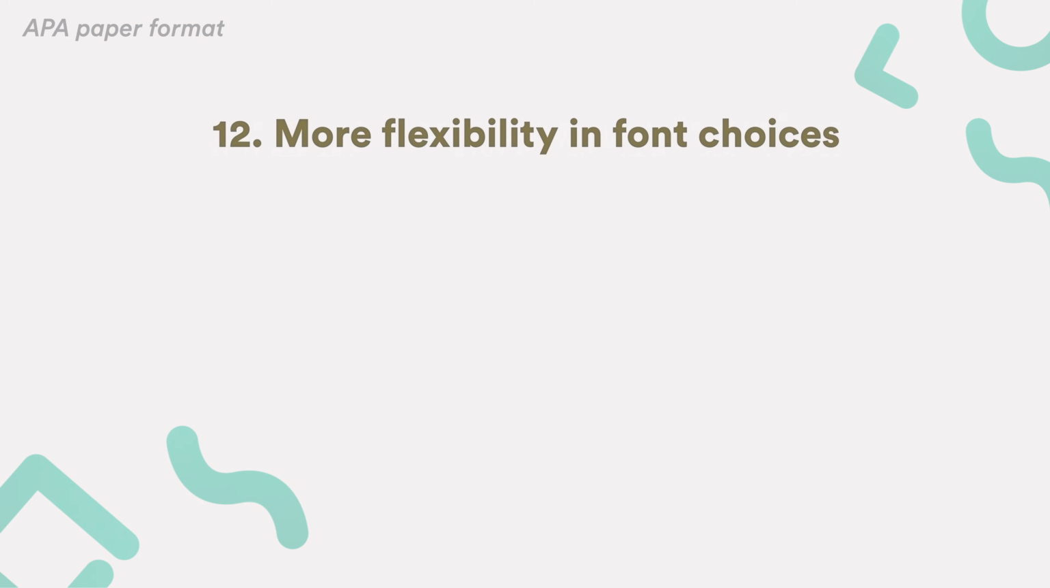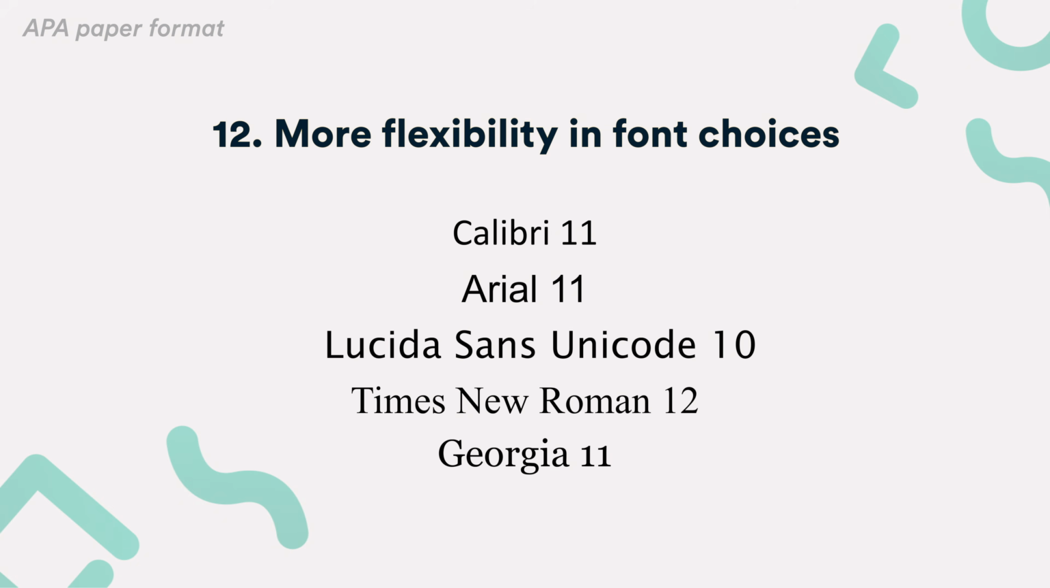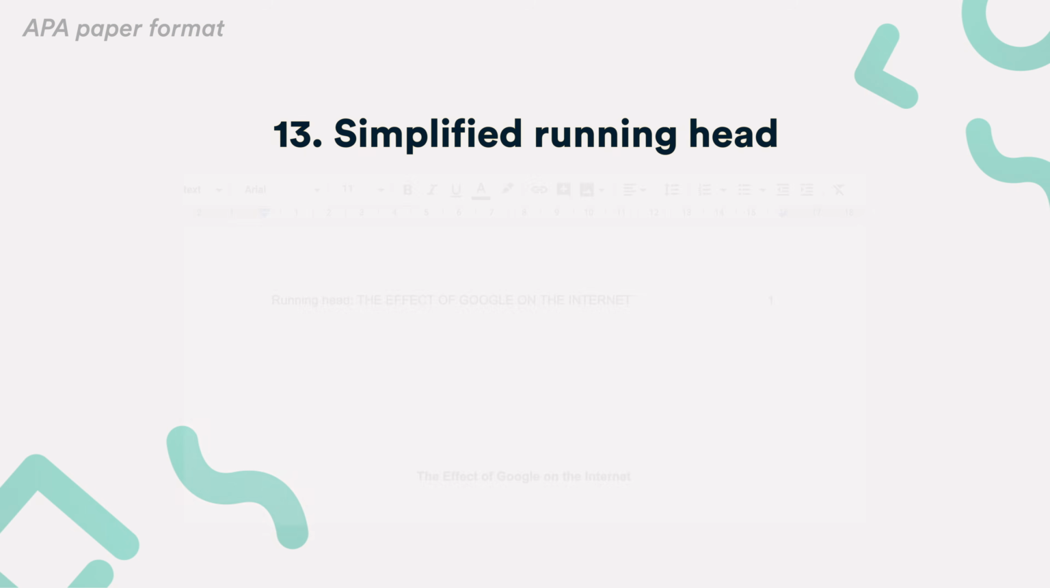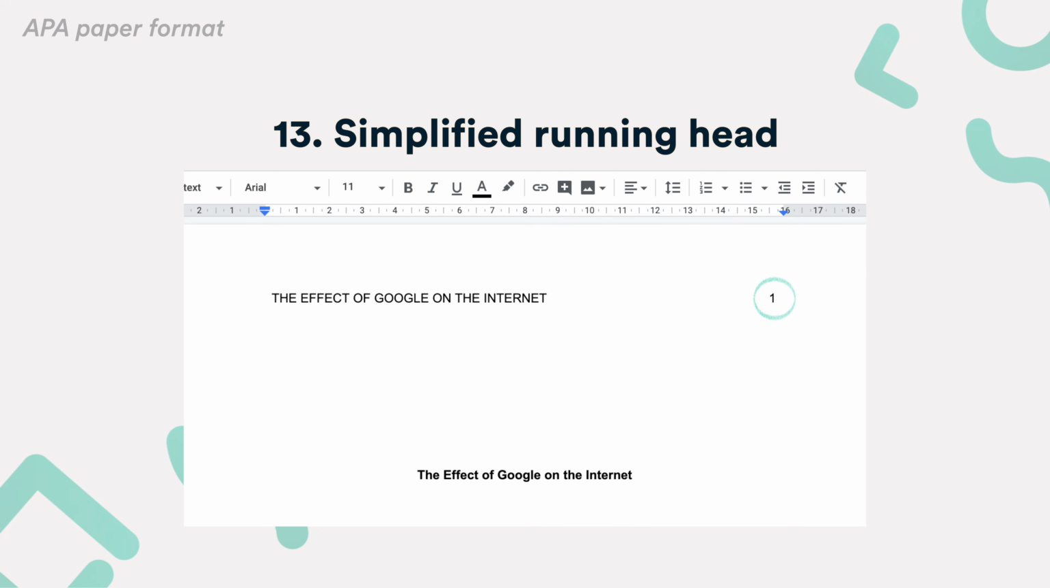Some of the format changes include: Number 12. Increased flexibility regarding fonts. Options include Calibri 11, Arial 11, Lucida Sans Unicode 10, Times New Roman 12, and Georgia 11. Number 13. The running head on the title page no longer includes the word running head. It now contains only a page number and the paper title.